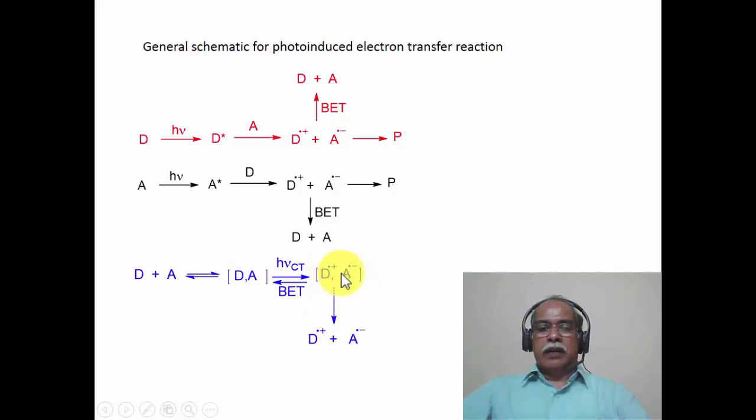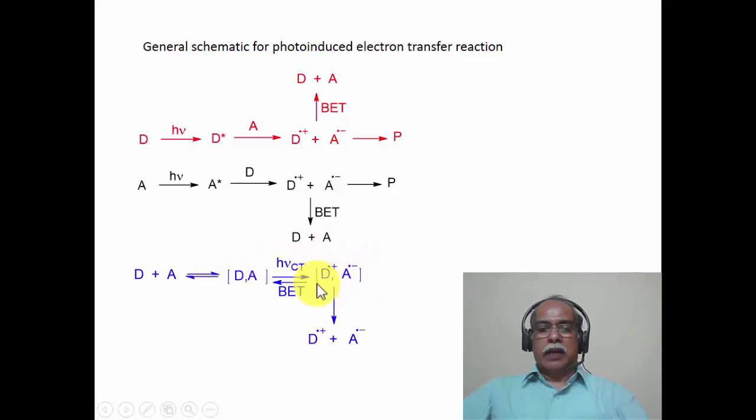This of course can diffuse into the solution to free ions from which chemical reactions can take place, or it can undergo spontaneous back electron transfer to produce a charge transfer complex or the donor and acceptor. So the back electron transfer can take place by collision between these two, or within the contact ion pair, radical ion pair, it can undergo the back electron transfer process.